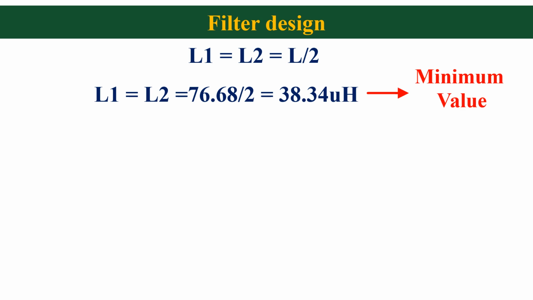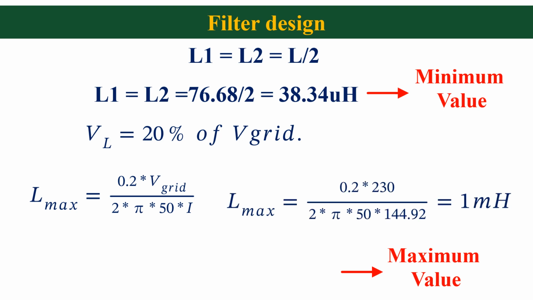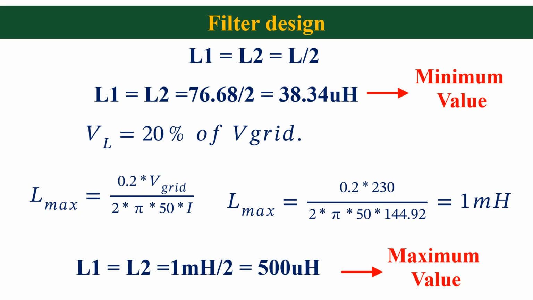The maximum value of inductance is calculated based on the voltage drop across it. Voltage drop is always limited to 20% of grid voltage. So Lmax is given by 0.2 into V grid divided by (2 pi into 50 into I). On substitution, we get inductance as 1 millihenry. Therefore L1 and L2 can be calculated as 1 millihenry divided by 2. That is 500 microhenries each. So this completes the design of the LCL filter. Thanks for watching.